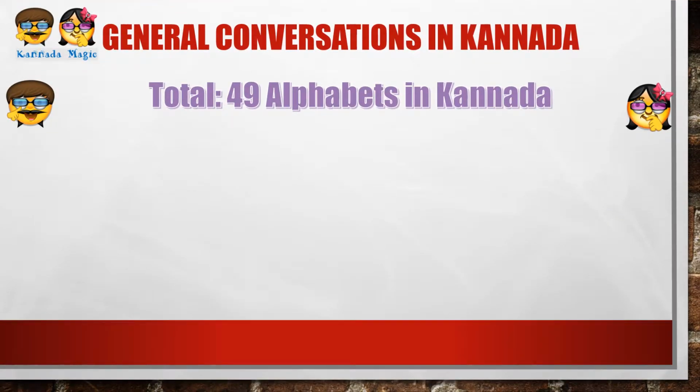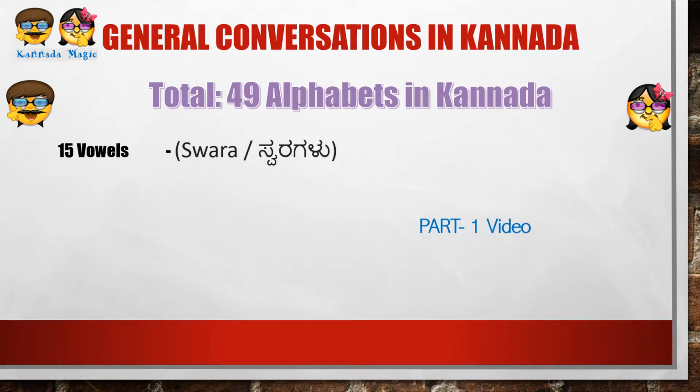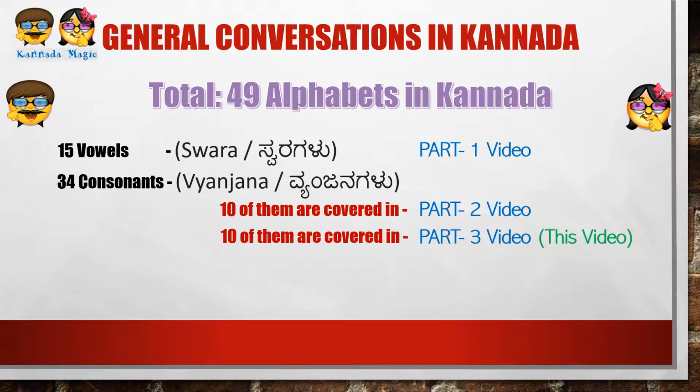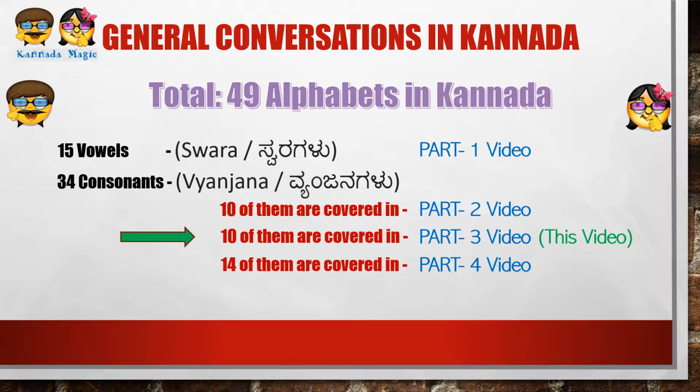You already know there are 49 alphabets in Kannada. 15 of them are called swara, that is vowels, and you learned them in part 1. And in part 2, you learned 10 of the 34 consonants, Vyanjanagalu. And now in part 3, you learn 10 more consonants. Let's move on.